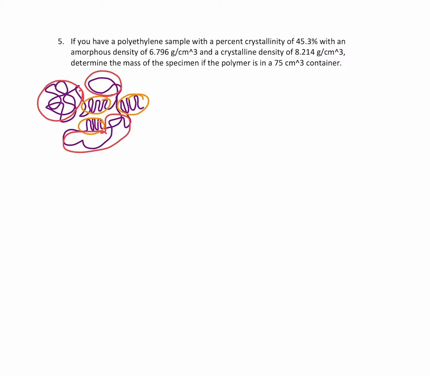So we know, just writing down what we know from the problem statement, the density of the crystalline area is going to be our 8.214 grams per centimeters cubed. The density of our amorphous region is going to be 6.796 grams per centimeters cubed as well. And then the density of our overall, we don't know. That's what we need to find in order to find the mass of the specimen, because we know that the size is 75 cubic centimeters.